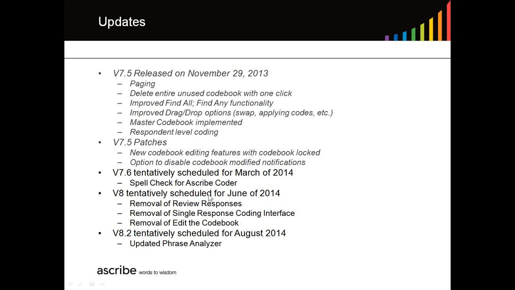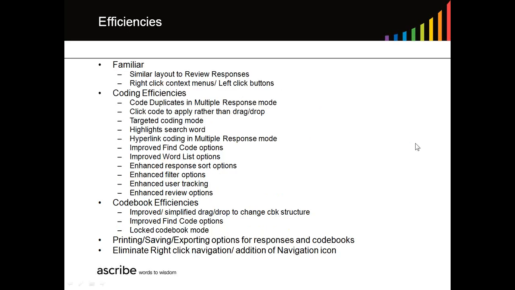Version 8 is tentatively scheduled for release in June of 2014. This is important because in version 8, we will be removing review responses, the single response coding interface, and edit the codebook. So that's why we're having these webinars, so that we can get you using Ascribe Coder and get your feedback. Version 8.2 is scheduled for August of 2014, and I couldn't leave this out. That's when we're going to see our updated version of Phrase Analyzer. Phrase Analyzer will continue to be available only through Internet Explorer until its release, which is currently scheduled for August of 2014. I've got a list of efficiencies here, but I'm going to go ahead and go right over to Ascribe.